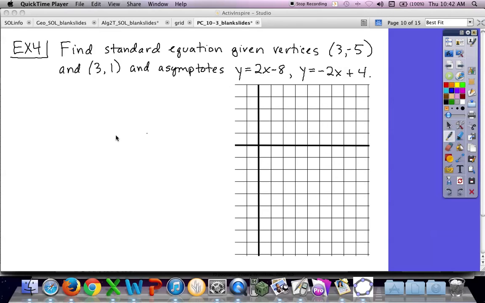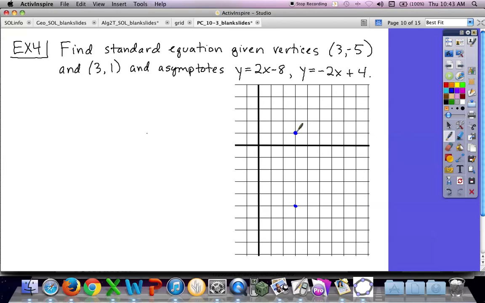Okay, find the standard equation if we know the vertices and we know the asymptotes. Okay, so again, I'm going to plot the vertices just so I know which equation that I need. I think in the end, we don't even need to graph this one to know everything we need to know. Let's see, the vertices are (3, -5) and (3, 1).